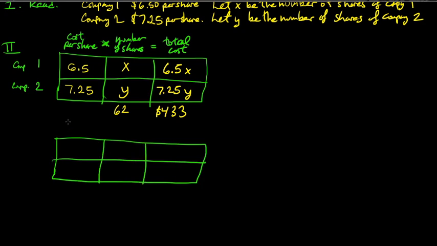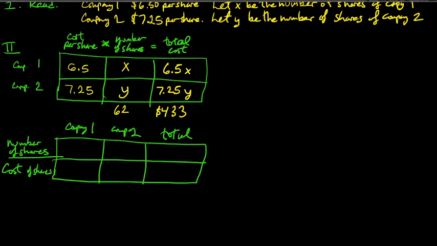Right. So we have Company 1, Company 2, and then the total. In the first example here, for the first row, we're just going to have the number of shares. And in the second row, we'll have the cost of the shares of stock.